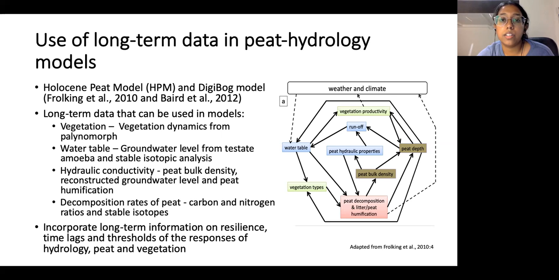So what we can do is actually use this long-term data to try to replace some of the variables, like vegetation. We can use the pollen data, for example, and for the water table, we can use the groundwater level that we reconstructed from testate amoebae and so forth. And in addition to replacing the parameters with long-term data, I think it's also very important to incorporate long-term information on the resilience, the thresholds, and the lags that we have already found, that we talked about previously, and input this into the model so that we can help generate better projections of future degradation and restoration as well.